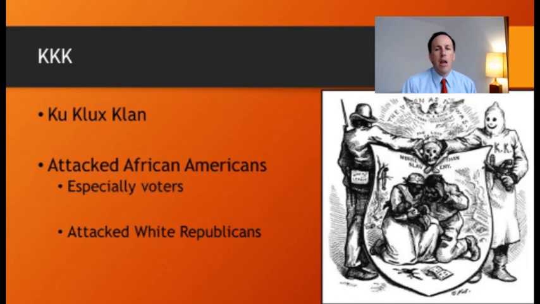The Ku Klux Klan is designed or originated to keep African Americans from utilizing their political power. So you have the right to vote, but we're going to scare you enough that you don't go out and vote, okay? And obviously they're attacking African Americans more, but they're attacking people that support African Americans as well. So the Ku Klux Klan, that's what that is there.